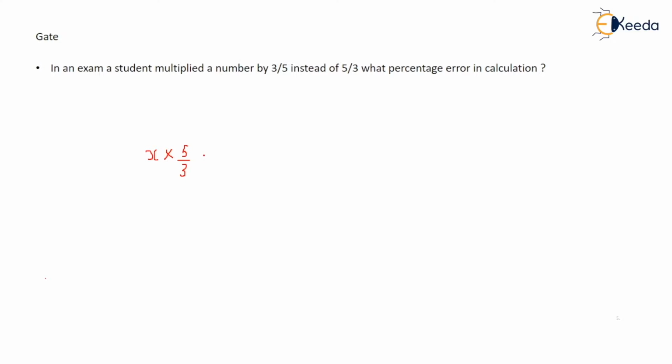So 5 by 3 he multiplied, but actually he needed to multiply by 3 by 5. So what is the error coming? You can simply find out, that is 5x by 3 minus 3x by 5. So this goes this side, this goes this, 25x minus 9x upon 15. This comes out to be 16x upon 15, right? So this is the change in error.